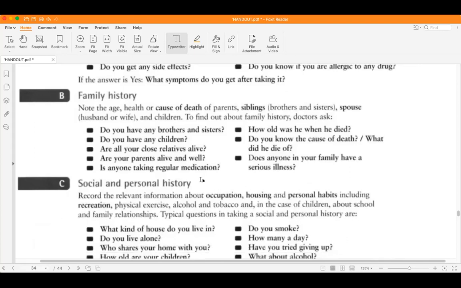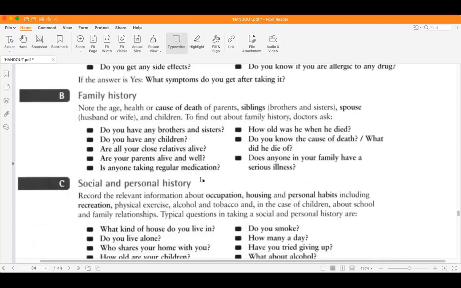The next part is about family history. To note the age, health, or cause of death of parent, siblings. What is the meaning of siblings? Siblings means the brothers and the sisters. Spouse, as we said, it means husband or wife and children.